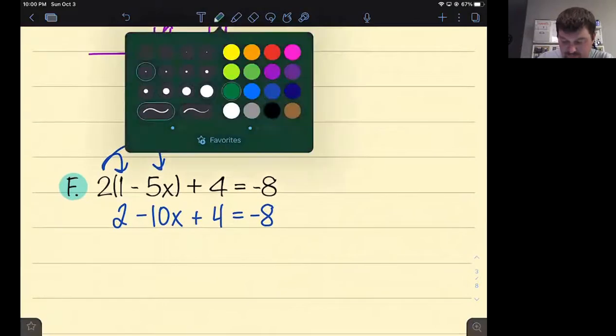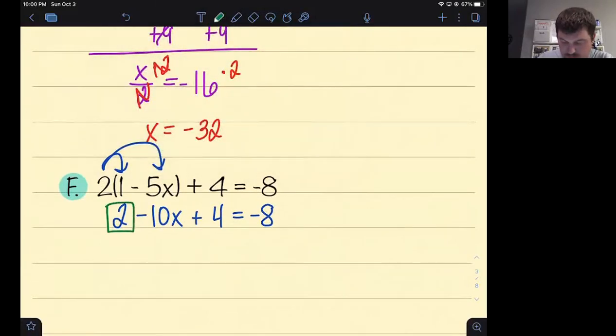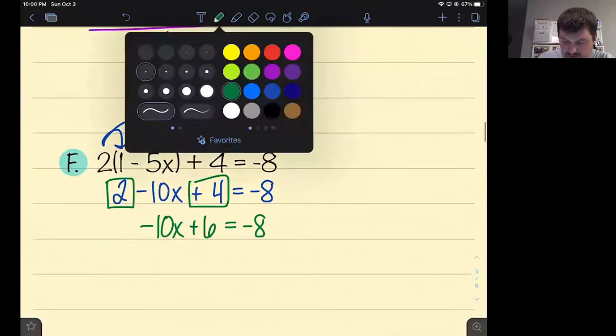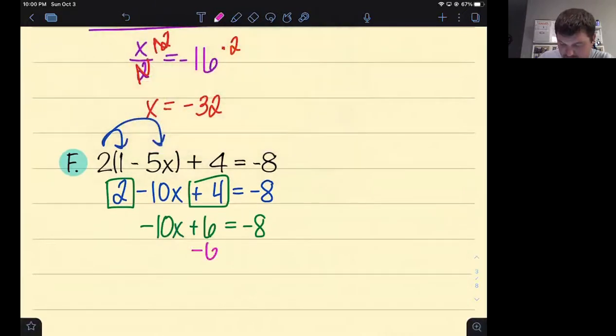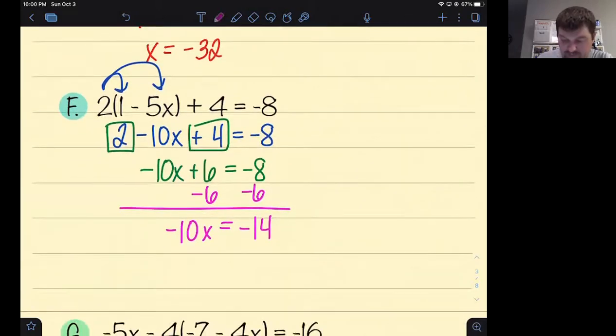Combine your like terms. You can combine this +2 with that +4 to get a +6. You can subtract both sides by 6. Same signs, keep the sign and add to get -14. And now I have to divide by -10. Now, -10 doesn't go into -14. That doesn't necessarily mean you're wrong. It just means you're going to get a fraction or decimal answer, which is perfectly fine.